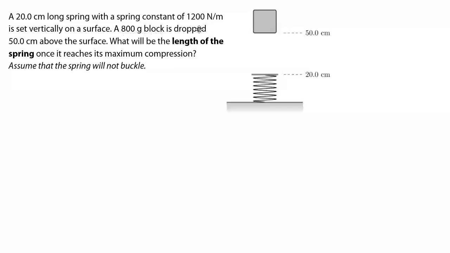A 800 gram block is dropped 50 centimeter above the surface. So it's dropped from rest in here. And the question is, what will be the length of the spring once it reaches its maximum compression? So essentially at the moment the spring will be at its shortest length.